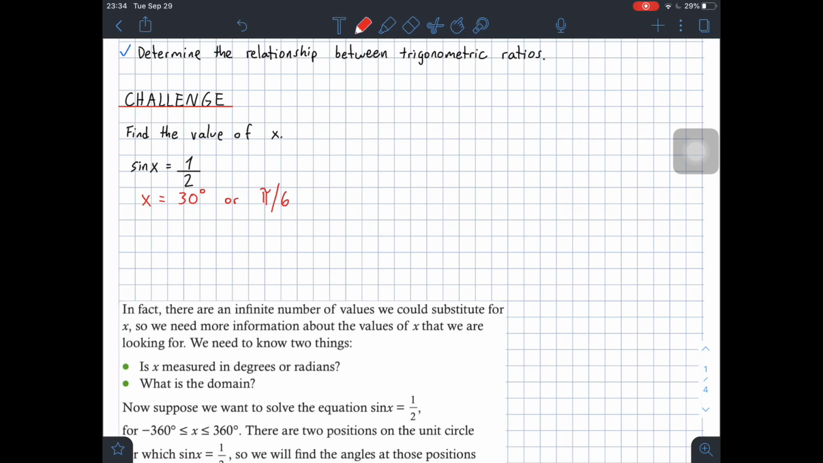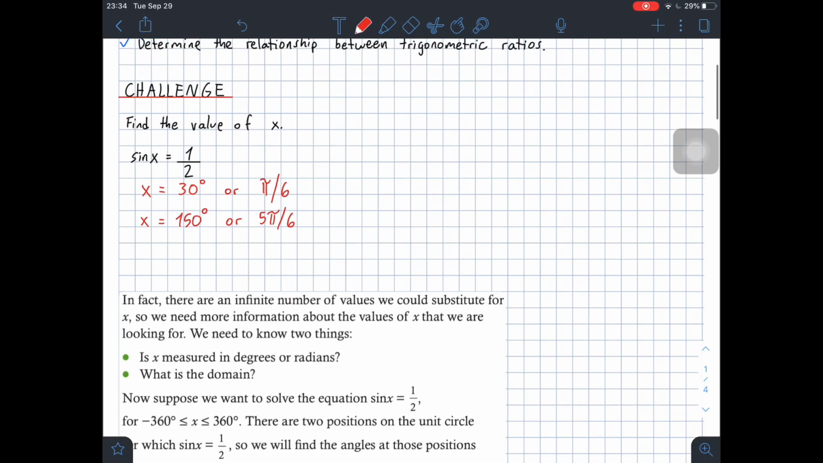There are other values. For example, in the second quadrant, we have the supplementary angle of 30, which is 150, right? 180 minus 30, that's 150. This would also give me 1/2 as a result. Or if we write it in radians, this is 5 pi over 6, okay? And are these the only two possible solutions? And the answer is no. We can keep on finding, actually there are infinite solutions.